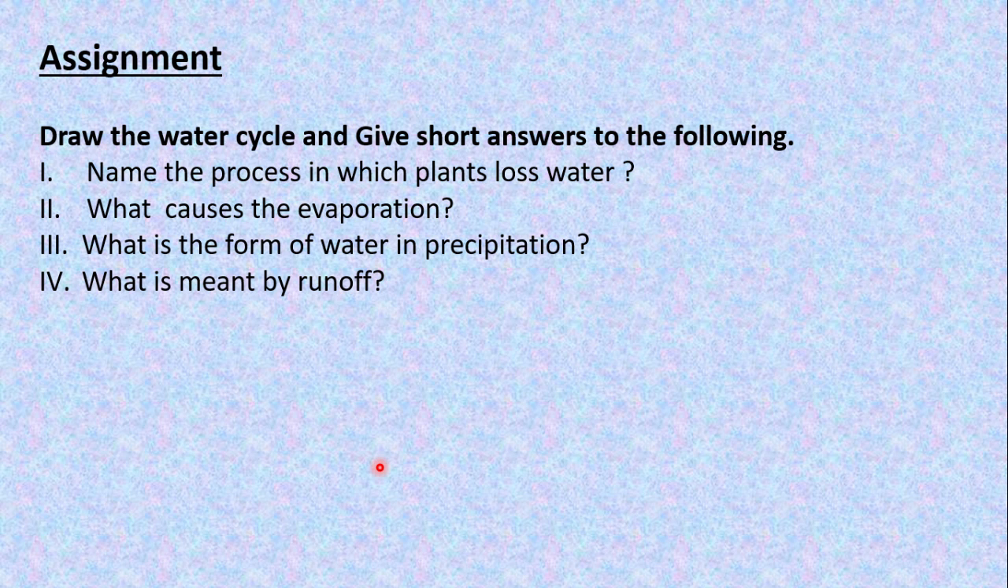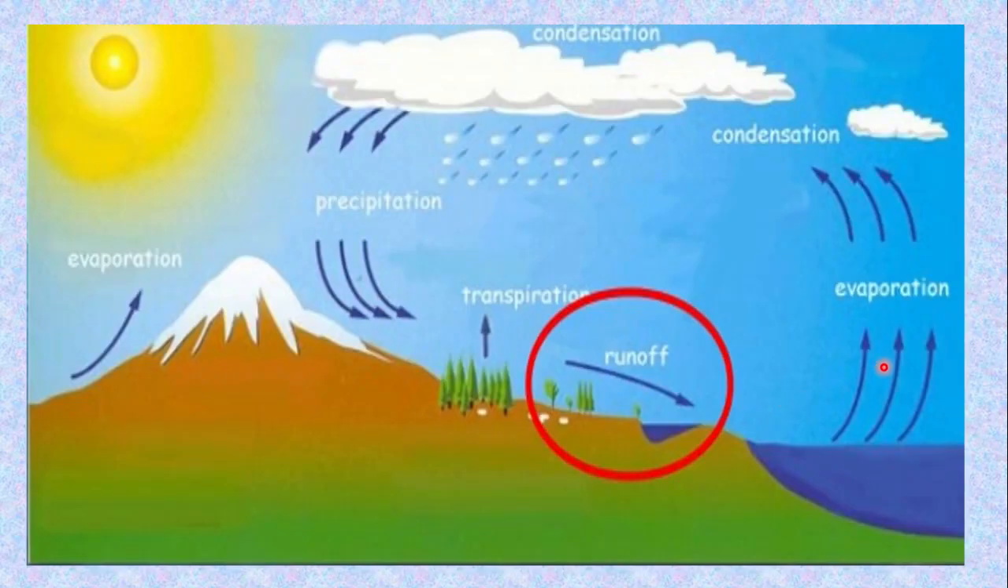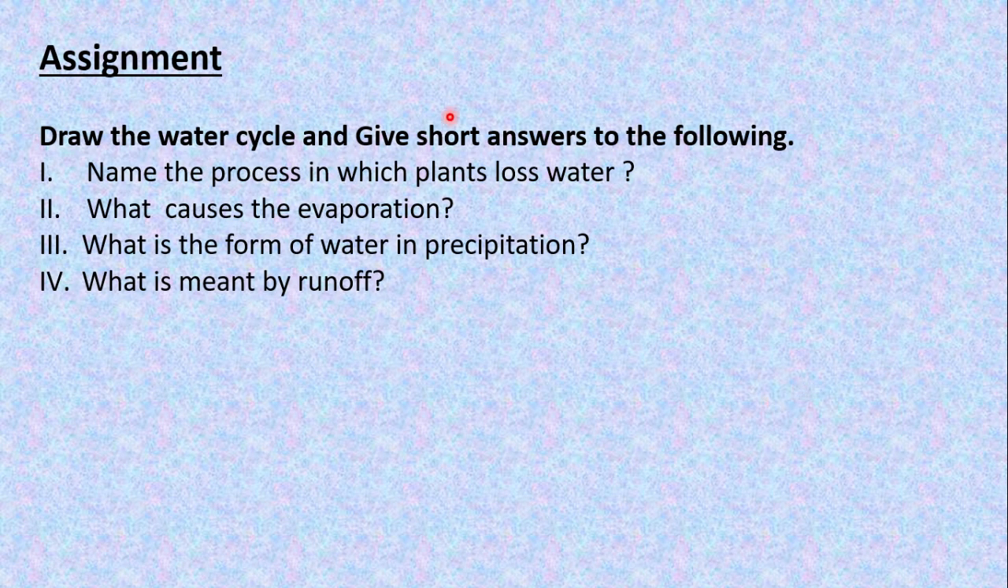Now there is an assignment at the end of this water cycle. First of all, you have to draw the water cycle, and then you have to give short answers to these questions. What are these questions? Question number 1. These are from the water cycle. Name the process in which plants lose water. See this water cycle carefully and find out the process name in which plants lose water into the atmosphere. Right? Hope you will find the answer.